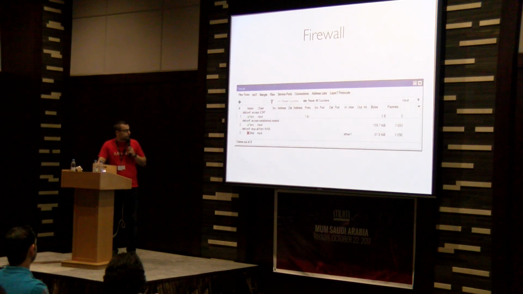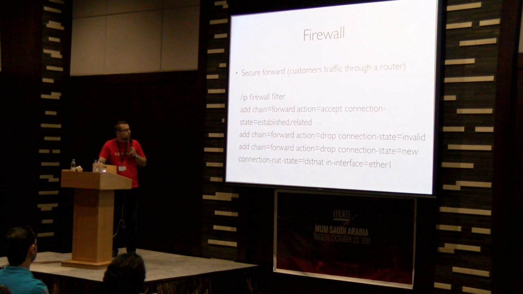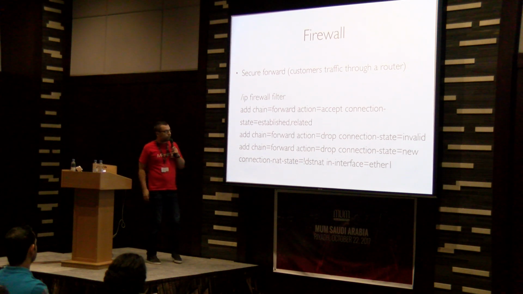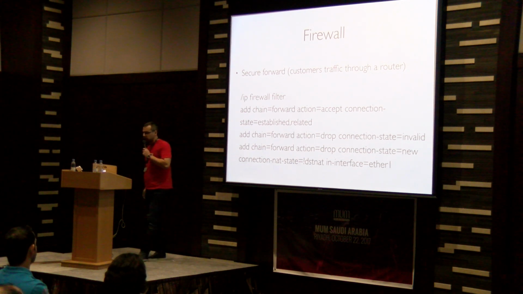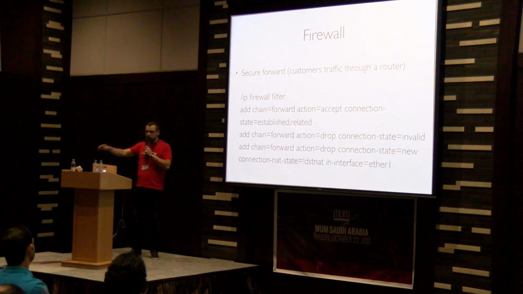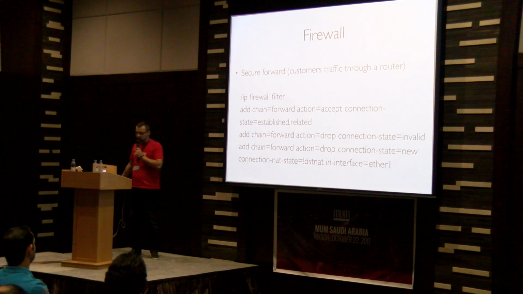This is how it looks, for example, in the graphic user interface. And this is an example of firewall rules which we have in the forward chain. This means connections actually between the internet and the local network. The router is just forwarding packets through itself.